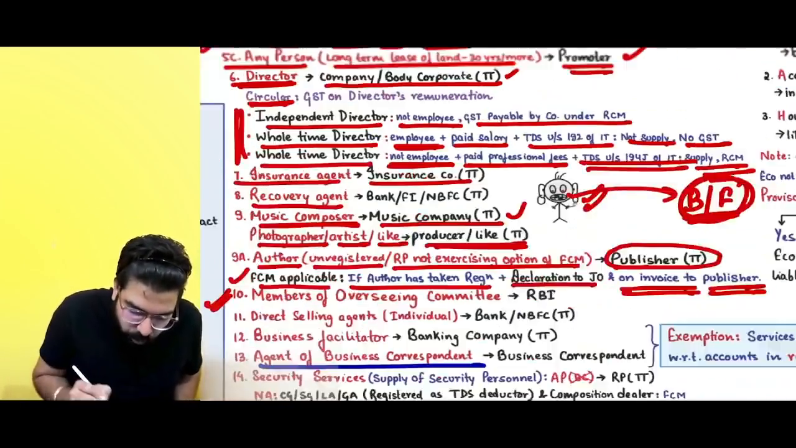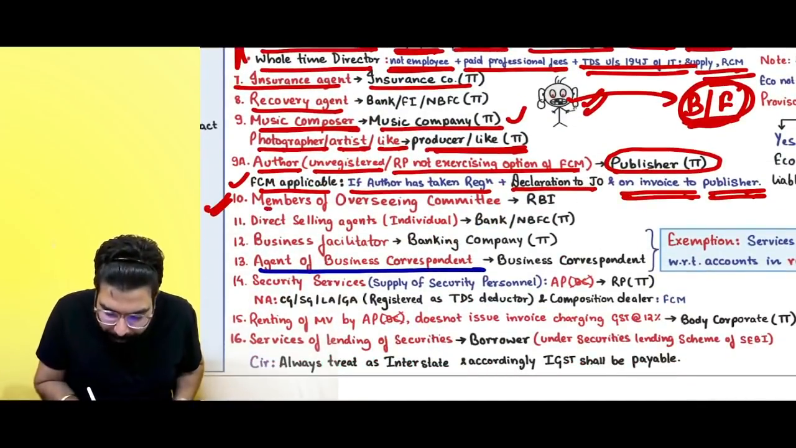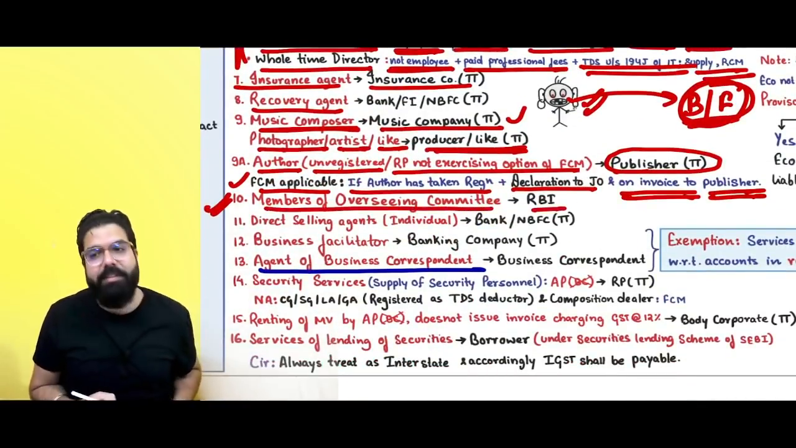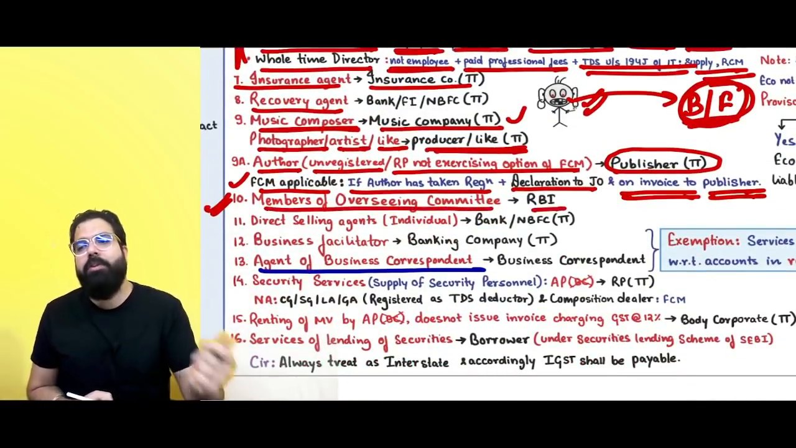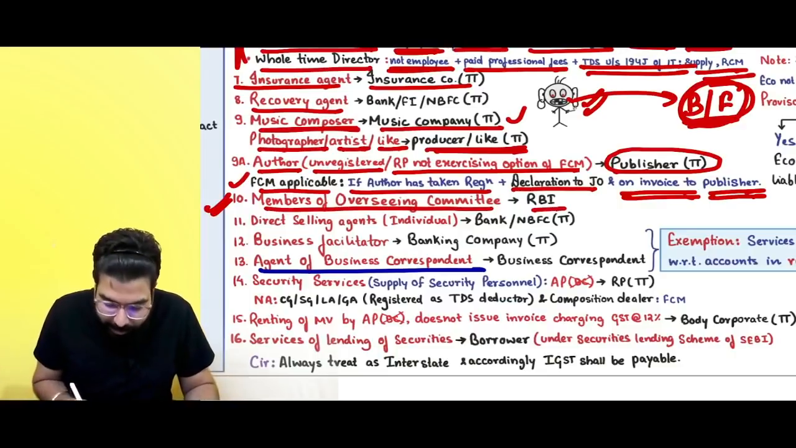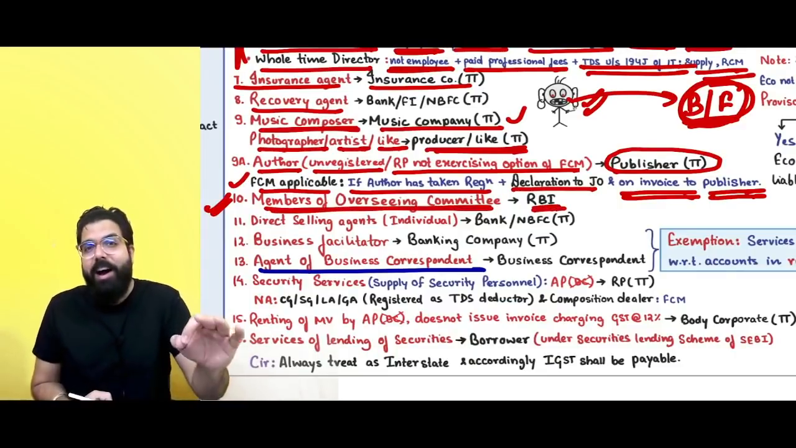Next. Now, the next one over here is members of the overseeing committee going ahead and giving services to the RBI. RBI has to go ahead and pay the GST under RCM.